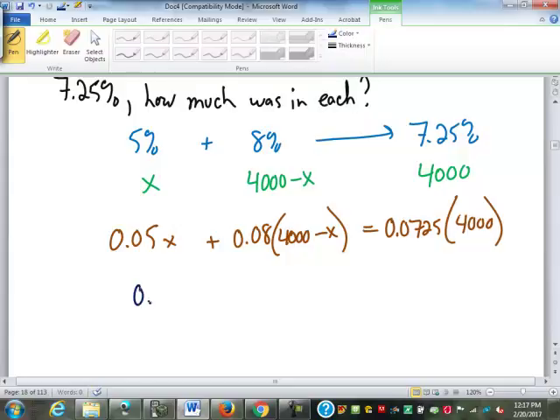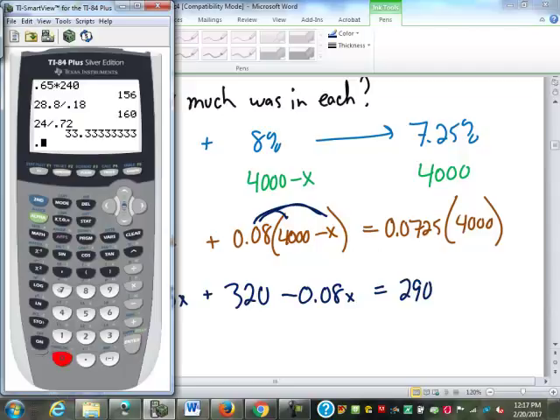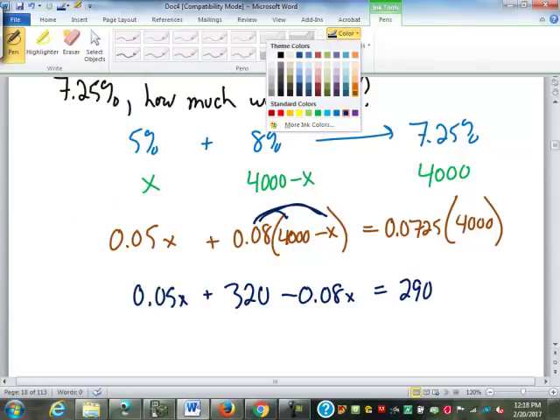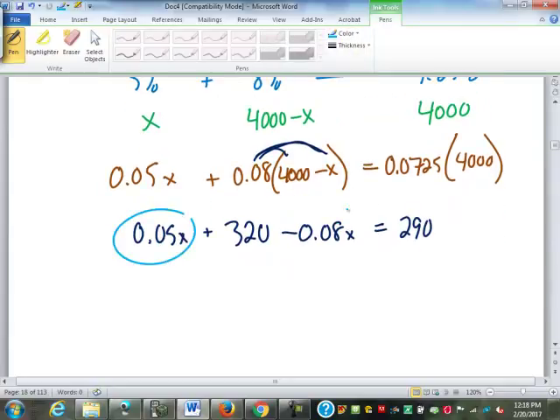So we'll simplify. The 0.05x won't change. We have to distribute the 0.08. So 0.08 times 4,000 is 320. 0.08 times negative x is a negative 0.08x, equals 0.0725 times 4,000, which is, I believe, 290. Let me double check that. Yep, 290. So then we can combine here: 0.05 and negative 0.08 will be negative 0.03x. That's 320 equals 290.